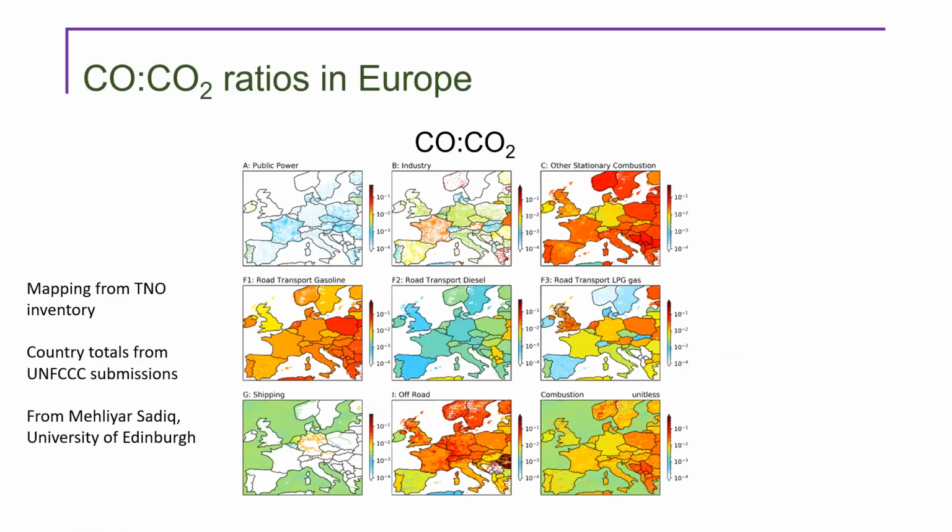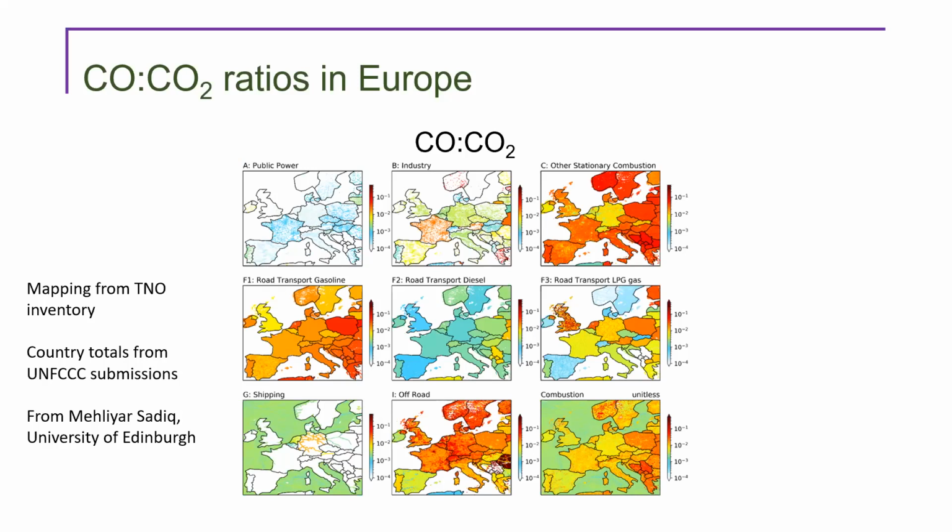And that's just looking at the UK. If you look at all of Europe, the picture gets even more complicated. These are some plots that another postdoc in Edinburgh, Melia Sadiq, made, for different sectors across Europe. The scale bars are slightly different, but in this case light colors like blue and white indicate not much CO per CO2, whereas red colors indicate more CO for each mole of CO2.